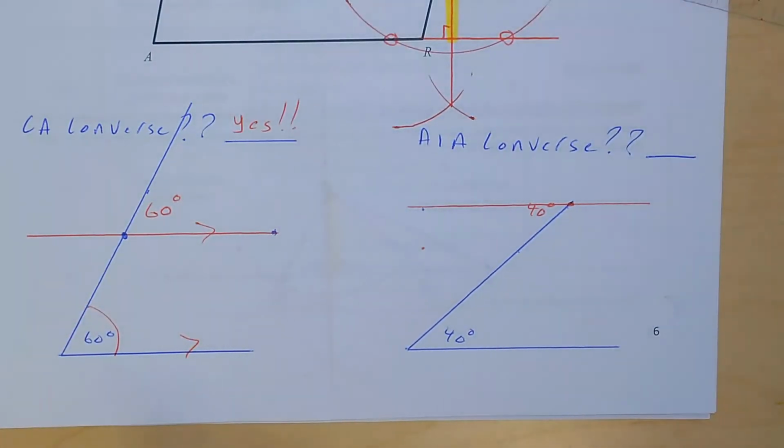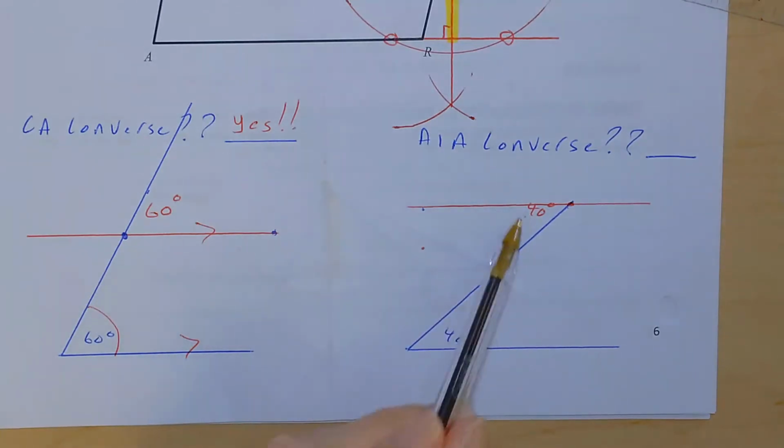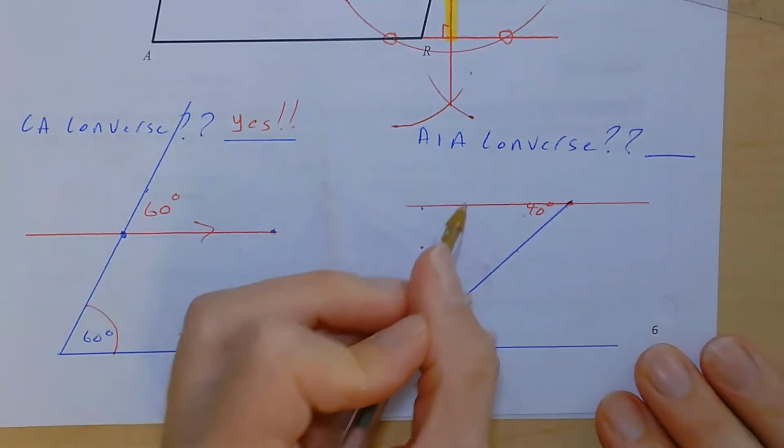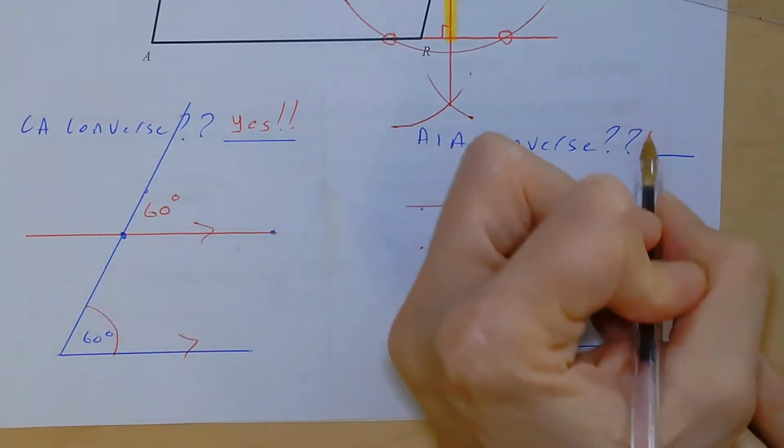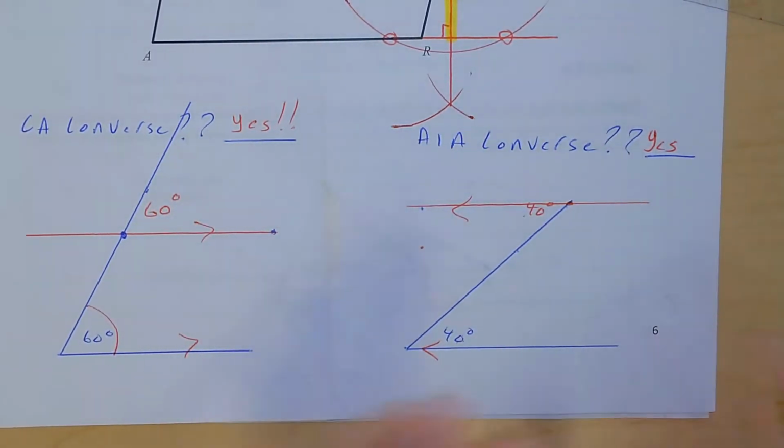And the answer is yes. So the converse does work for these. As long as you have alternate interior angles that are congruent, then your lines will be parallel. So the converse does work. That's the goal today, we're going to be using converses.